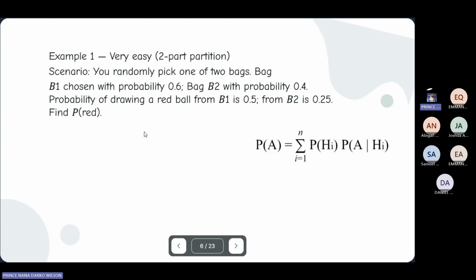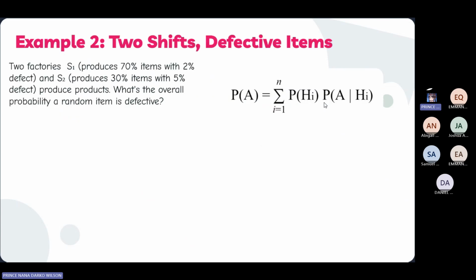That will be the probability of picking bag one times the probability of picking a red ball given it comes from bag one. So that will be 0.6 times 0.5. You do the same for 0.4 times 0.25 to find out for bag two, and you combine both to get the total probability. There are several other examples that we looked at. And don't forget what the formula is: the sum of the probability of an event times the probability of another event given that the precondition event takes place.